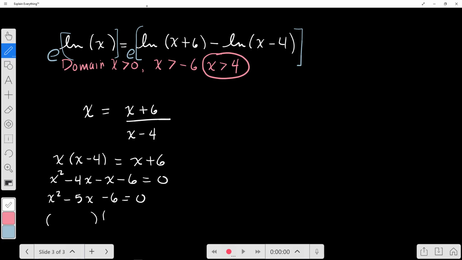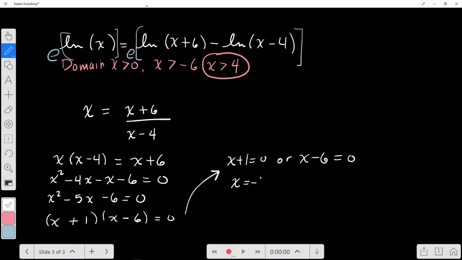I try to factor that. I get x and x. It looks like 6 and 1, and the negative has to go on the larger value since the 5 is negative. And thus I get x plus 1 equals 0, or x minus 6 equals 0. So x equals -1, or x equals 6. Looky, we omit -1 for not being in the domain.